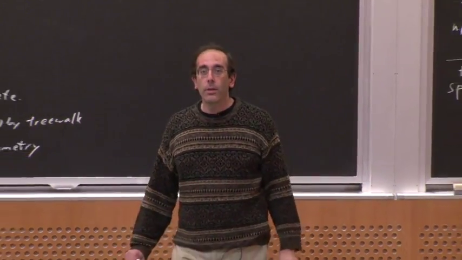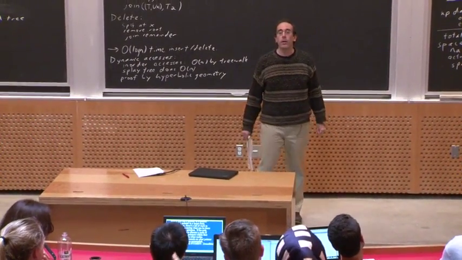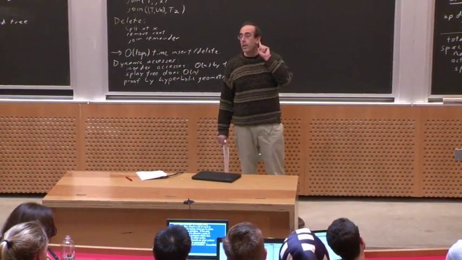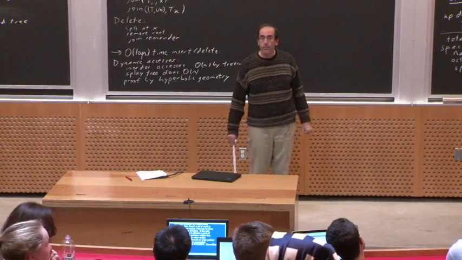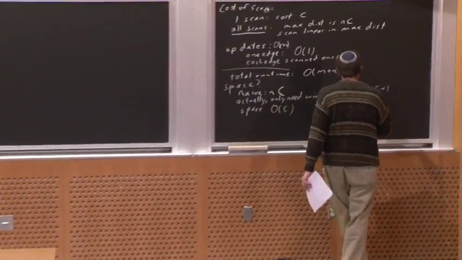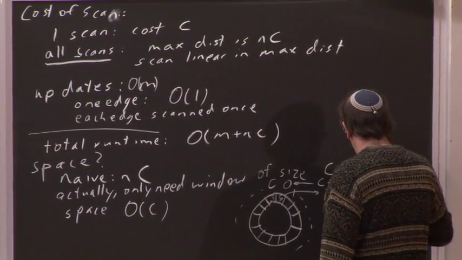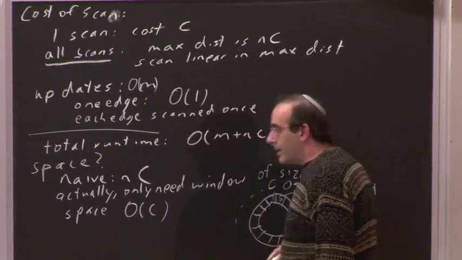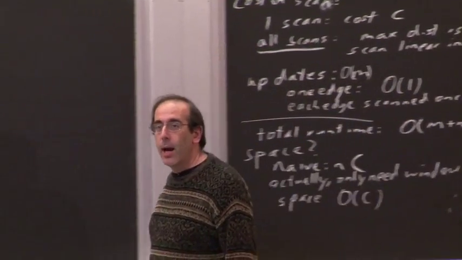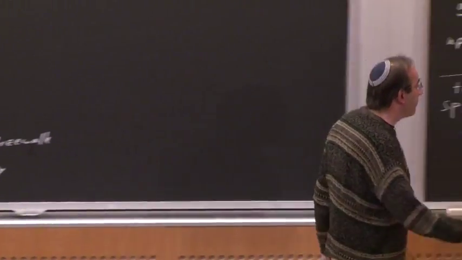Yes? Sorry, say again? How do you put vertices in a bucket? Oh, well, I'll just keep a linked list off of the bucket. Well, the thing to remember is that I don't actually care about the order of that linked list. Sorry, I should make it a doubly linked list.